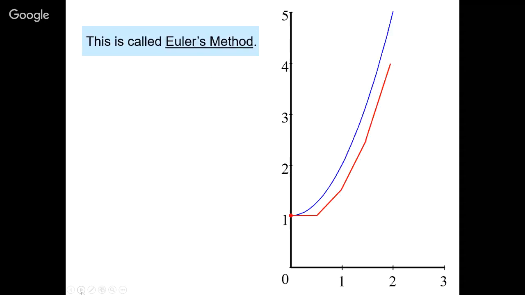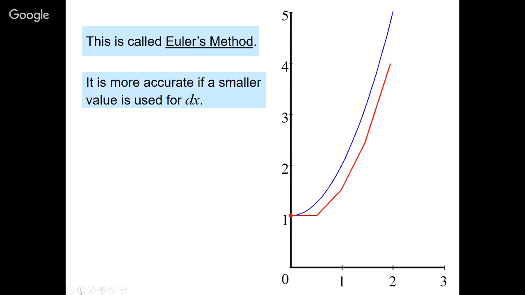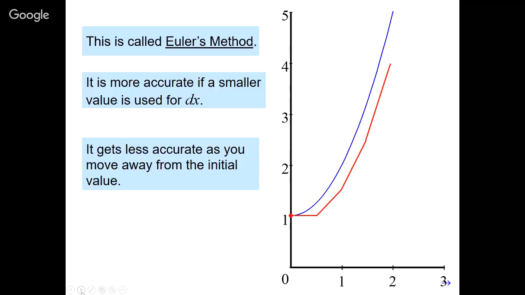So we call that Euler's method, pretty simply. And clearly, this method would be more accurate if we used a smaller number for dx other than 0.5. And it's going to get less accurate the further you get away from the curve, meaning it's going to be really accurate close to here. But typically what happens is this is going to separate further the further away you get from your initial condition.